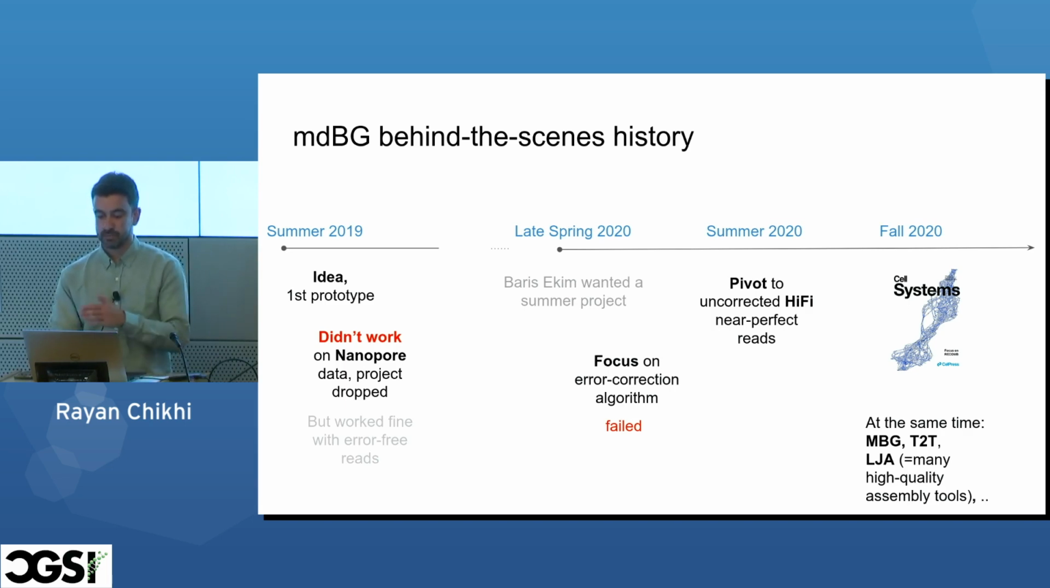So then we decided to pivot and just focus on assembling HiFi reads. And then it worked well, because HiFi has a very low error rate. So we published immediately a few months later, which was very timely because many other competing works appeared the same year. So the T2T assemblies, LJA, all of them also focus on assembling HiFi reads.